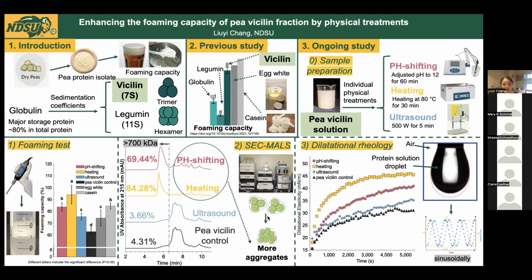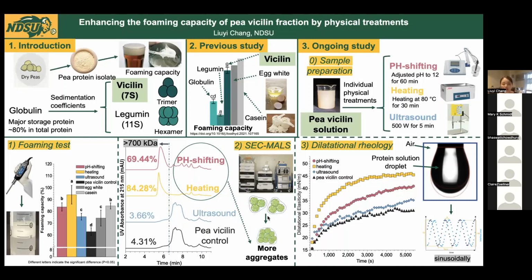So following is the result. I firstly did the foaming test, and I was so excited to find that compared to the pea vicilin control, all of these individual physical treatments improved the foaming capacity, especially the heating treated samples. Its foaming capacity was even more superior than that of egg white and casein.